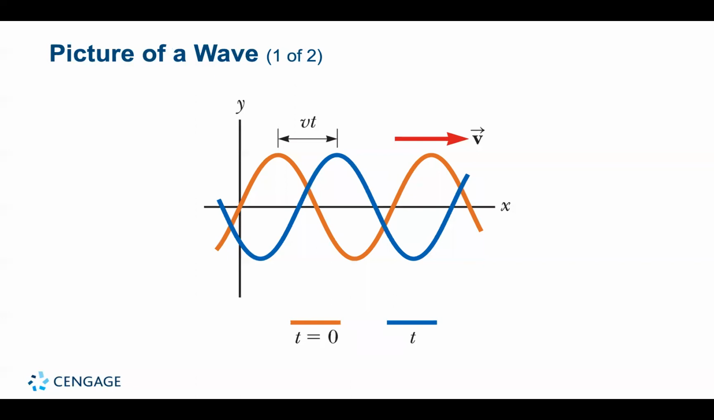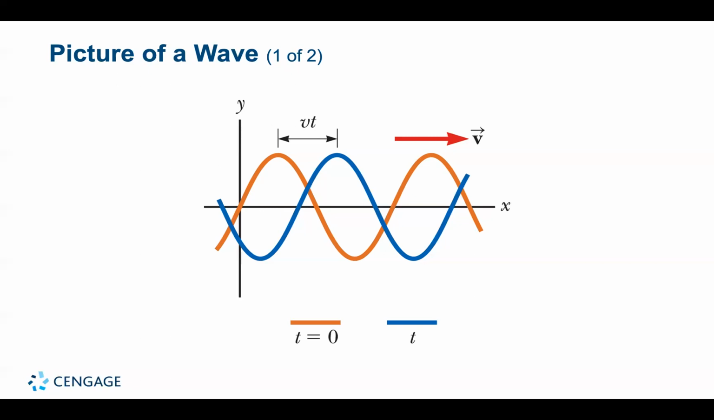In the figure, we're looking at a one-dimensional sinusoidal wave traveling to the right with a speed v. The brown curve is a snapshot of the wave at t equals 0, and the blue curve is another snapshot at some later time t. The figure shows the curved shape of a vibrating string. The pattern is a sinusoidal curve, the same as simple harmonic motion. You can think of the brown curve as a snapshot of a traveling wave taken at some instant of time, say t equals 0. The blue curve is a snapshot of the same traveling wave at a later time.